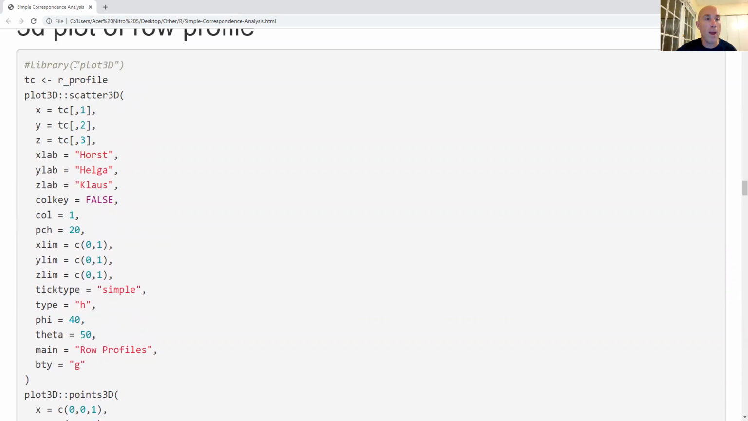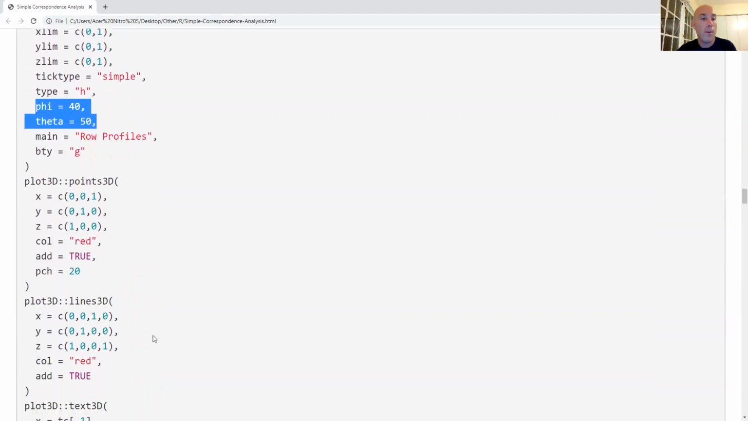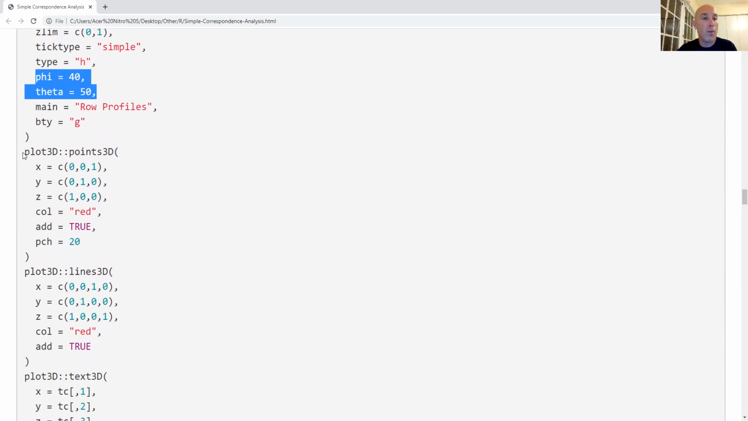The package I'm using is plot3D, and we're going to use plot3D's scatter3D. And here's all that beautiful code. It's quite a bit. Phi and theta tell you the angle that you're looking at. Phi and theta are the common notation in Calc 3, by the way. These tell us the angle at which we're looking at the 3-dimensional plot. If it was an interactive plot, I would be rotating it around, moving up and down, but this one's static. And here we're adding some points.